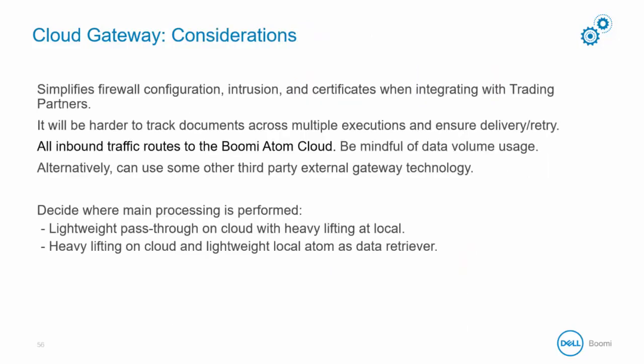Here are a few considerations for a cloud gateway. It simplifies your firewall configuration, intrusion, and certificates when you integrate with trading partners because that's handled in the cloud and not on your local network. Because there will be multiple processes and calls, it will be harder to track documents across multiple executions and ensure delivery and retry. All inbound traffic routes to the Boomi Atom Cloud, so be mindful of data volume usage. Alternatively, you can use a third-party external gateway technology.